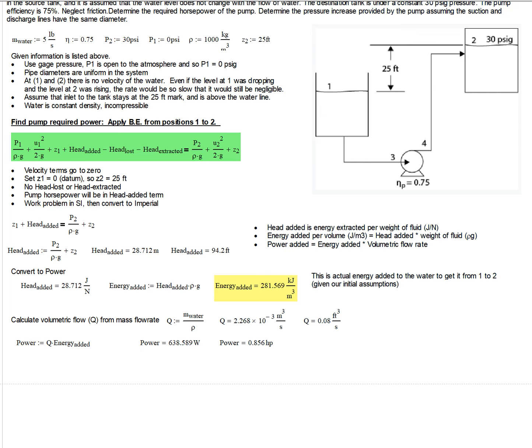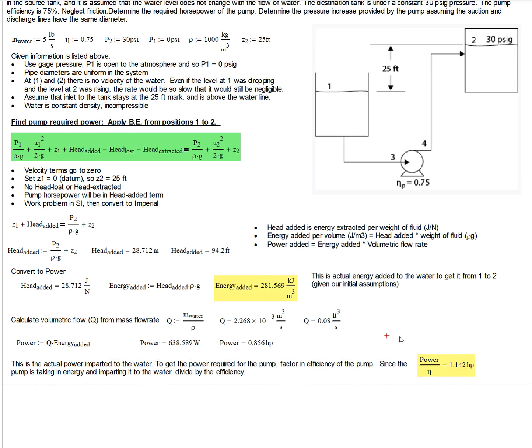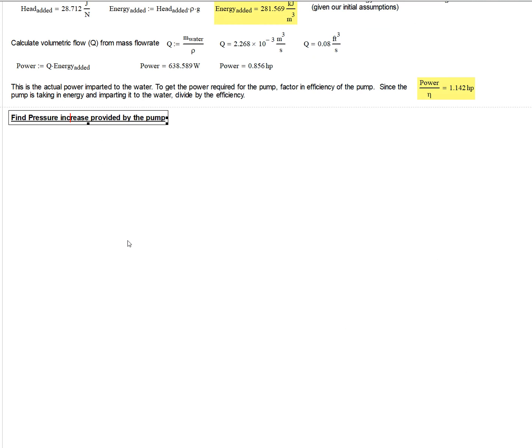to move the water. And so what that means is we are going to have to divide, because we're requiring power. We're going to have to take this power that we calculated here and divide by the efficiency. And so the actual power that the pump requires to move this fluid is going to be 1.142 horsepower. Now the second part of this problem asks us to find the pressure increase that is provided by the pump.